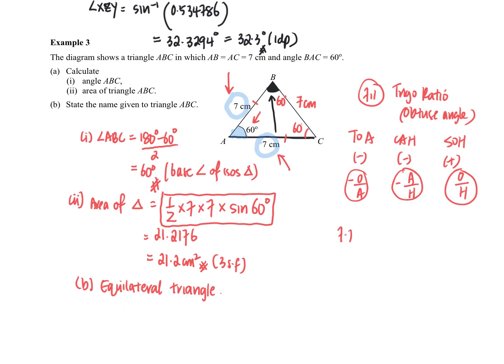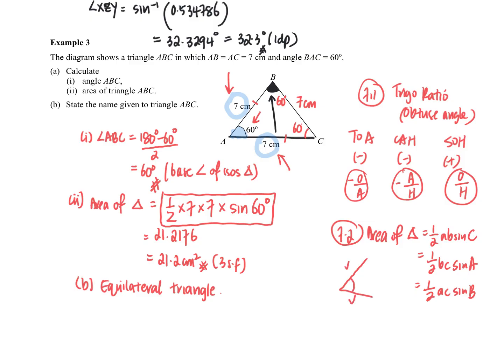Then 7.2, we learn area of triangle formula, which is your half AB sine C. Okay, it can also be half BC sine A. It can also be half AC sine B. Doesn't matter. Just remember, it's always one corner point of a triangle, these two sides and the angle in between.